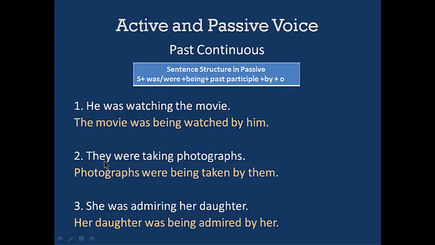Look at sentence number 2. They were taking photographs. This is the object. The noun is plural here. Photographs were being taken by them. Look at sentence number 3. She was admiring her daughter. Her daughter is the object in the active sentence, so it takes the subject place. Her daughter was being admired by her.